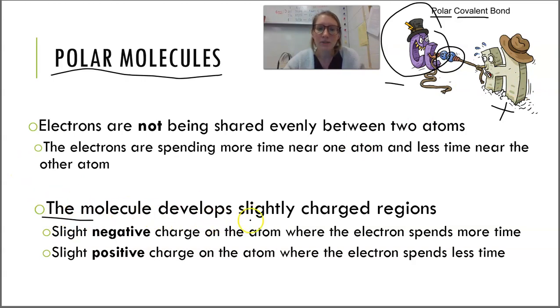The molecule develops slightly charged regions. This would be the negatively charged region. This would be the positively charged region with HCl. There's a slight negative charge on the atom where the electron spends more time, and there's a slight positive charge on the atom where the electron spends less time.